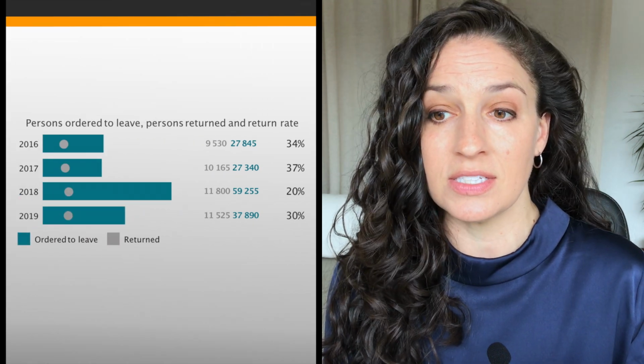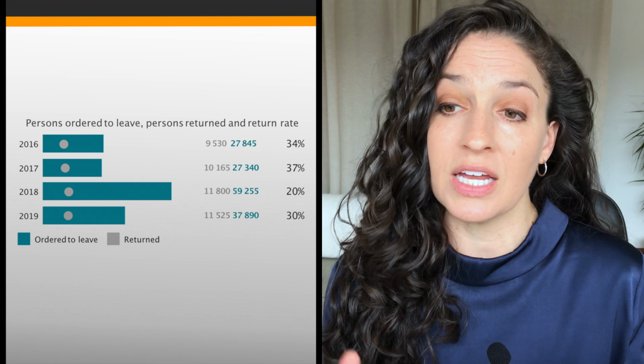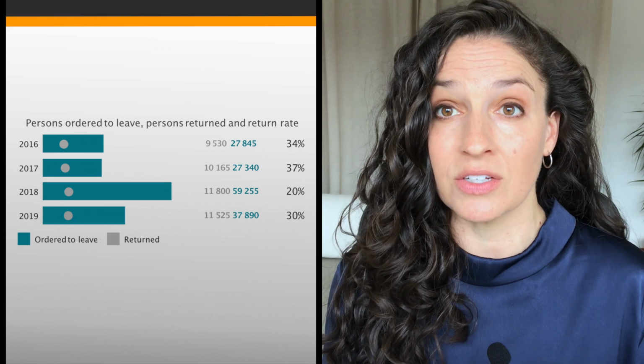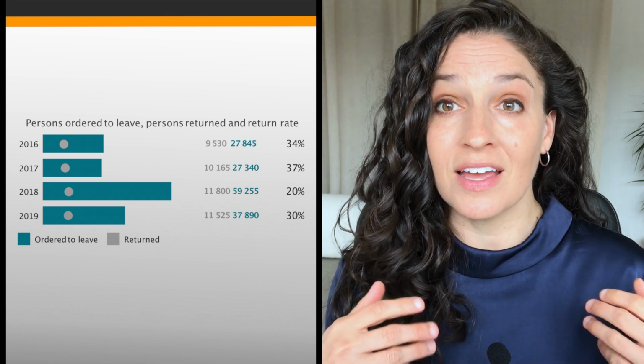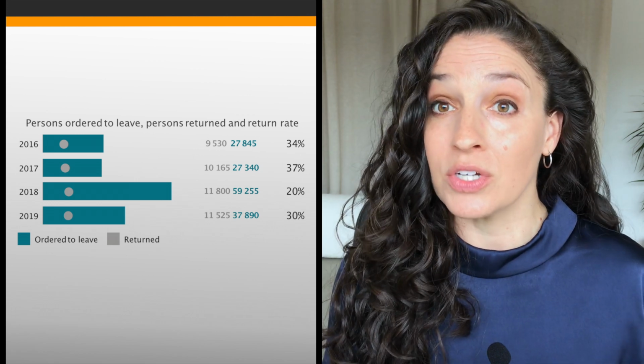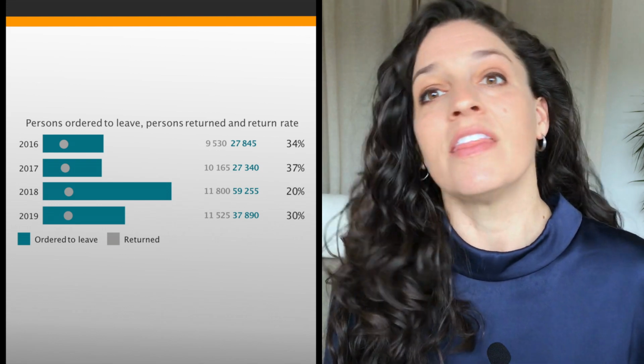Now, one indicator of irregular migration is to look at the difference between people who are ordered to leave the country and people that actually leave the country, right? So being ordered to leave means you no longer have the right to stay and you are supposed to leave the country. So if we look at the difference here, we can see that between 2016 and 2019, really only between 20% and 37% of people who were ordered to leave or told they had no right to stay in the country actually left. And of course, then the difference there are people that often end up in irregularity. So as far as we know, they're people that are still in Spain that do not have the right to stay there.